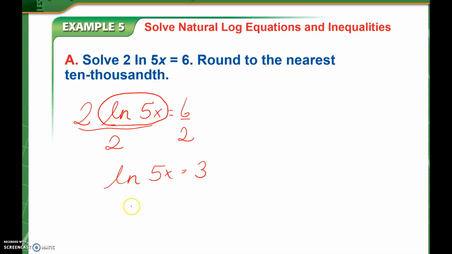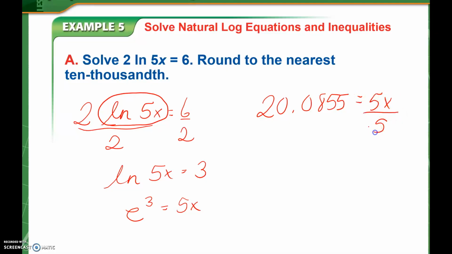Then when it's by itself, put it in exponential form. So e to the third equals 5x. And the e will be like second natural log right above the natural log button. So e to the third is 20.0855, and then divide by 5.